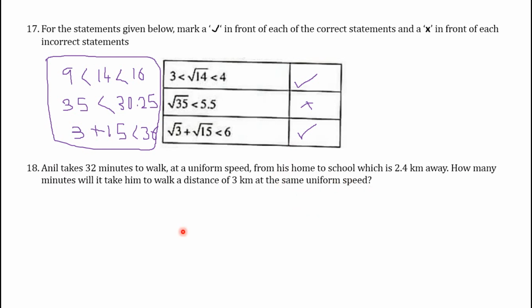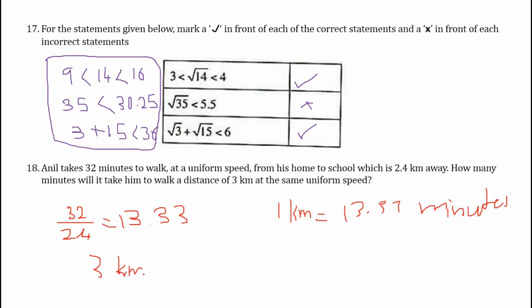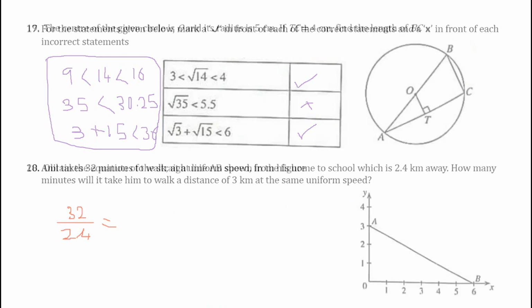So now we should find in 1 kilometer how many minutes will he take to walk. To find that, we should divide 32 by 2.4. So that will be equal to 13.33. To walk a distance of 3 kilometers, Anil takes 3 kilometers multiplied by 13.33. That will be equal to 40. That is the approximate value. So with that, let's move on to the next set of questions.